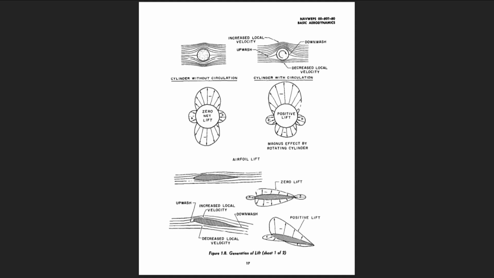Also, upwash is generated ahead of the airfoil, the forward stagnation point moves under the leading edge, and a downwash is evident aft of the airfoil. The pressure distribution on the airfoil now provides a net force perpendicular to the airstream, lift. The generation of lift by an airfoil is dependent upon the airfoil being able to create circulation in the airstream and develop the lifting pressure distribution on the surface.